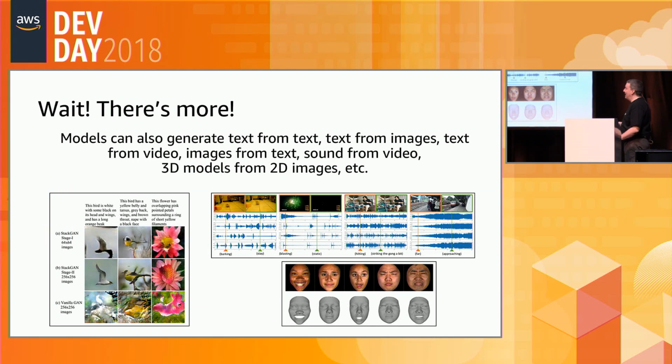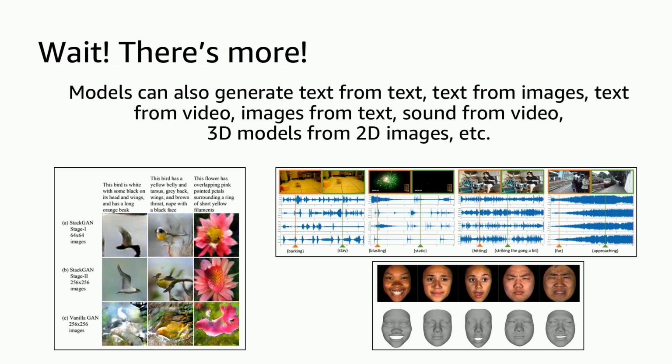Okay, and now GANs are getting crazier and crazier. So you could generate text from text. So if you wanted to write like Goethe or Shakespeare or Molière, well, you could do that, right? Ingest all of Shakespeare or all of Goethe and generate more text, right? You could generate text from images, so provide images and get captions, right?